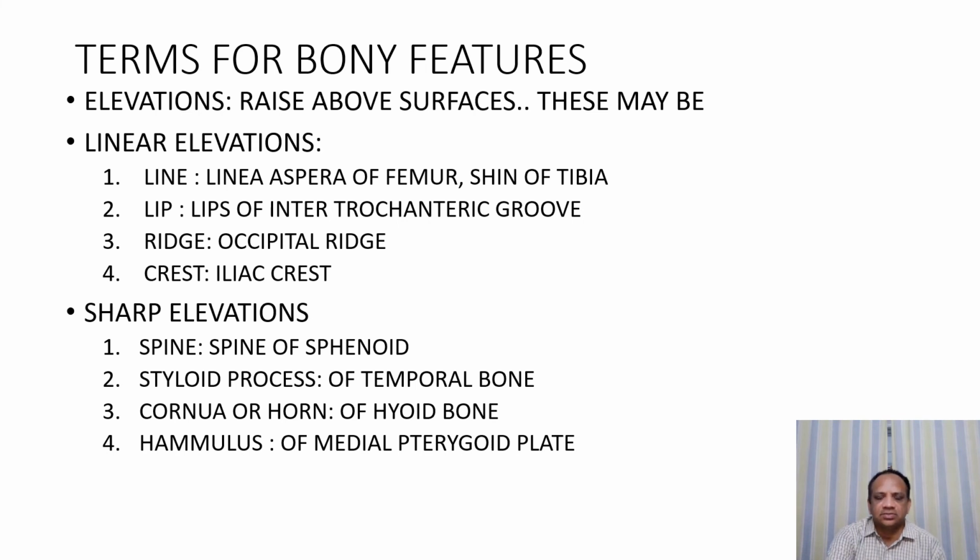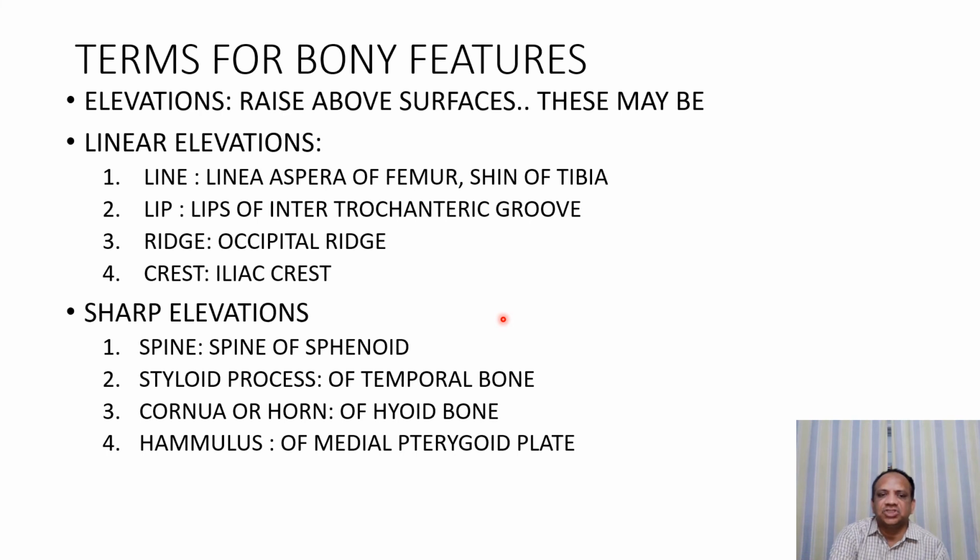Now coming to the bones, we will see a number of features on the bones due to the attachment of muscles, passing of blood vessels, and the neighboring structures. The bone itself has a large cavity, so the terms which are related to the bones are divided, for description purpose, as elevations. If the elevation is linear, that is called a line, like linea aspera of the femur. These are the examples where we see those things. The elevation may be a line, a lip, or a ridge, or a crest.